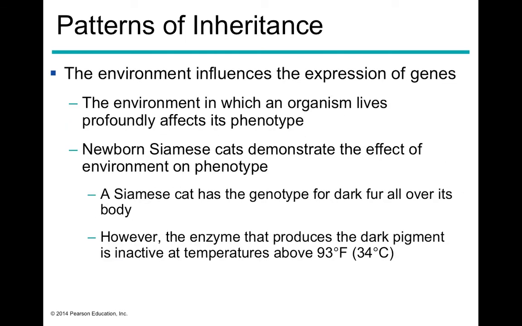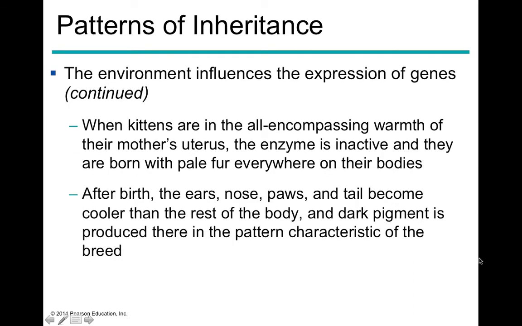Additionally, just to complicate things, the environment can also drastically influence the genetic expression of certain genes, so you get a different phenotype. A good example of that would be Siamese cats. A Siamese cat actually has a genotype for dark fur all over its body, but if your body gets too warm, 93 degrees or higher, the enzyme that produces the dark pigment is going to get turned off. So when kittens are inside the uterus, they're in the all-encompassing warmth. That means the enzyme is inactive and they're born completely pale everywhere. So they don't look like Siamese cats at all.